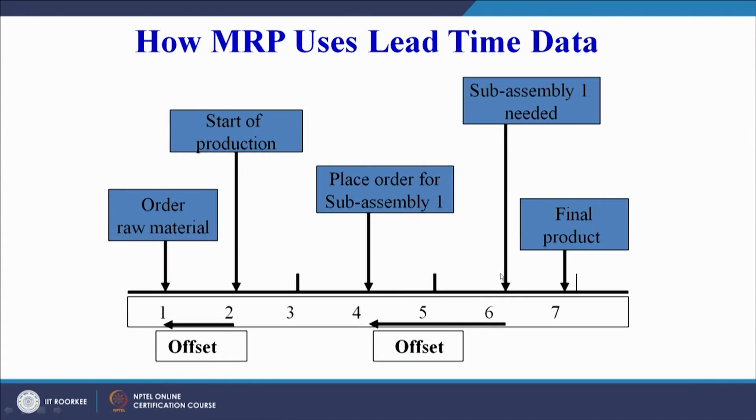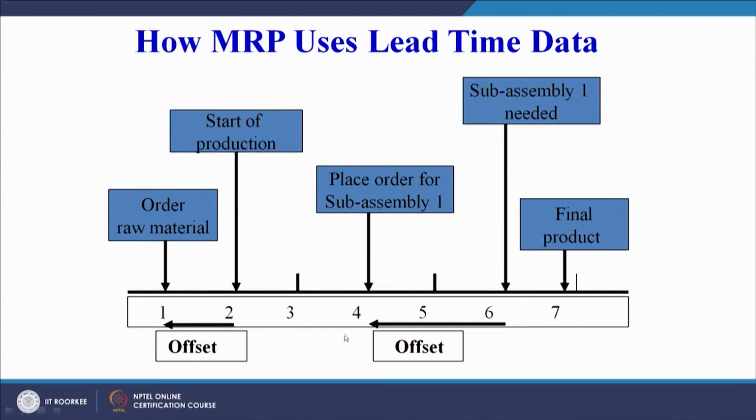So once we place the order for sub-assembly 1, we have a time gap here during which sub-assembly 1 will be manufactured. And for assembling sub-assembly 1, we need the start of production, which is given here, and finally we have to order the raw material which is required for sub-assembly 1. So the total overall start of production is here. Sub-assembly 1 is another part that will go into the final product. This is just an example to explain how the lead time data will be used.